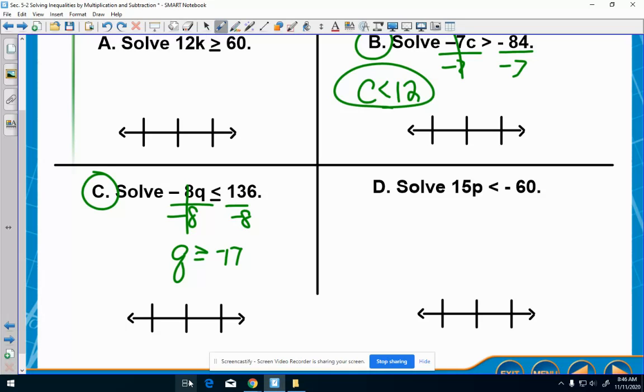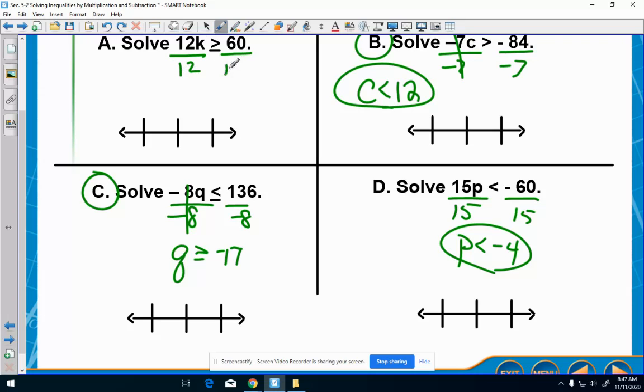Which one you got, Allison? Okay. So if we divide here, we're dividing by 15. That is not a sign change, because we did not divide by a negative number, so that would just be P is less than 4. And September, do you have the first one? So greater than or equal to?